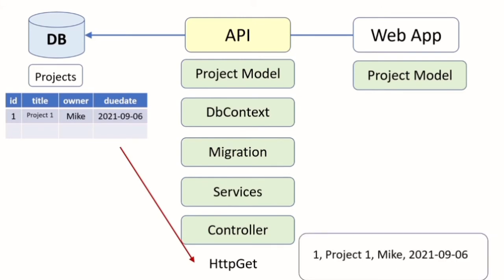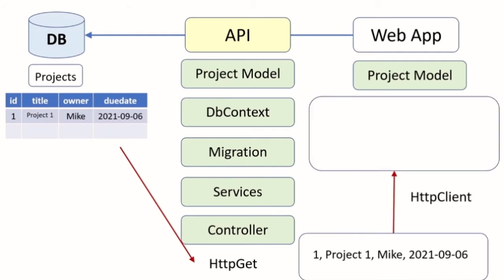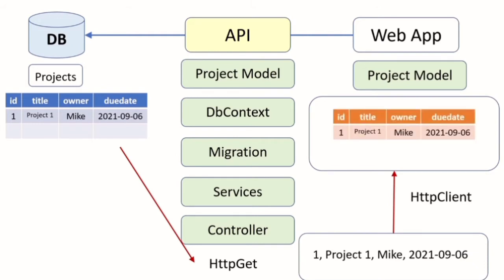Then the web application will use HttpClient again to display this JSON file in the view of the web application and display the table data content to the user. So this is the basic flow of the API in between the web application and the database. And this is the thing that I'm going to show you in this tutorial. So let's go into this demo.